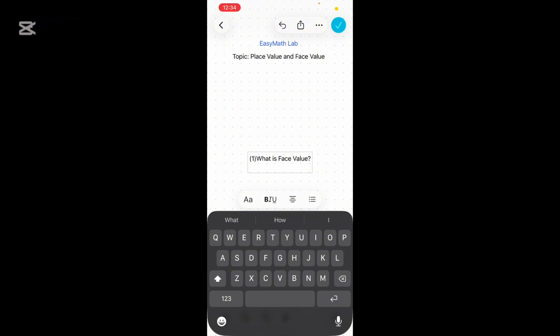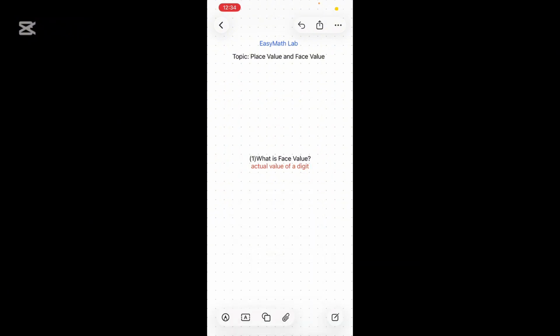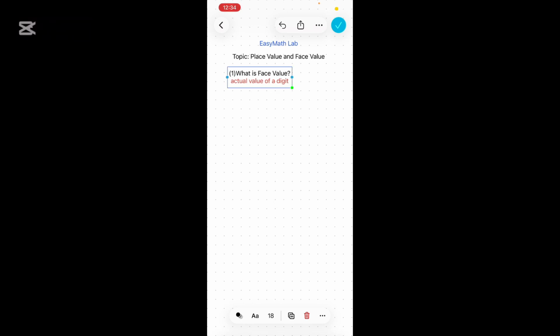So face value is the actual value of a digit in a number no matter its position, and note that the face value of a digit does not change. Yes, it never changes. So let's quickly have an example.